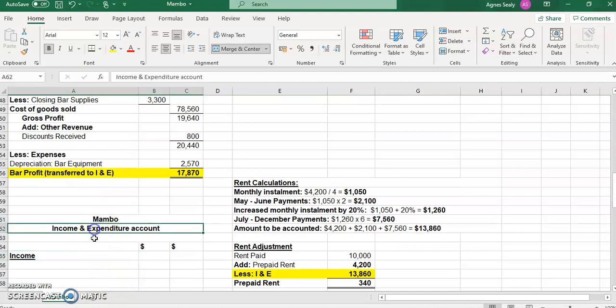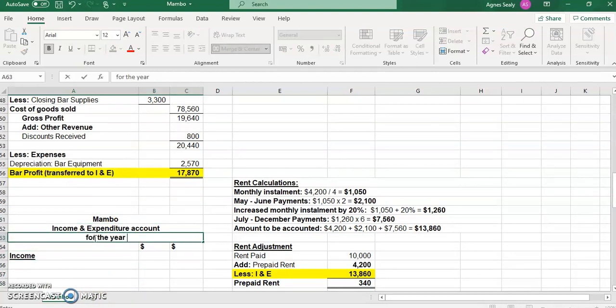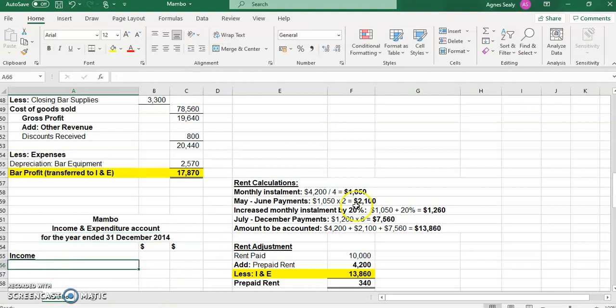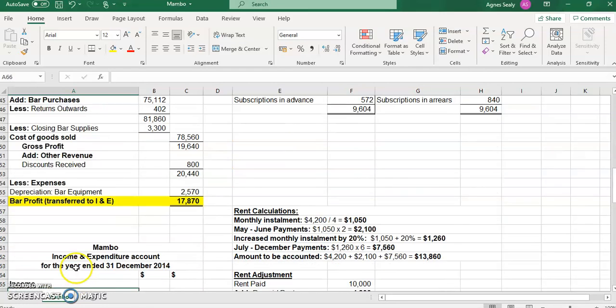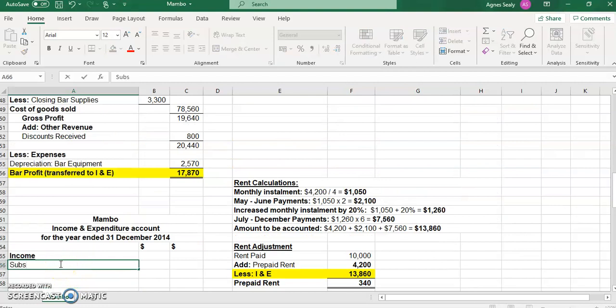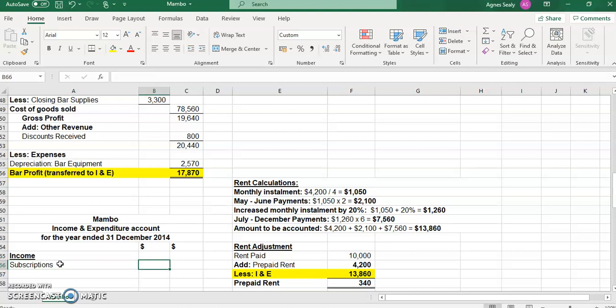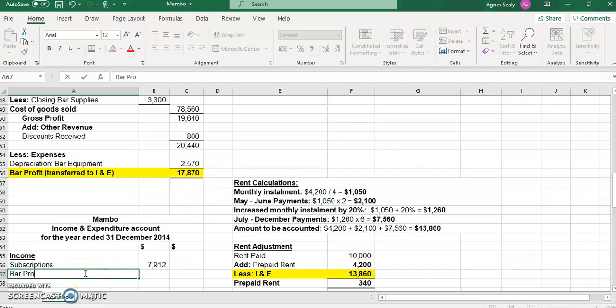And it is Mambo income and expenditure account for the year ended 31st of December 2014. So we are going to enter all the income for Mambo. The first one we are looking at is our subscriptions of $7,912. We're going to put that in. So subscriptions, $7,912. We also have a bar profit of $17,870, so we can enter that as well, bar profit.